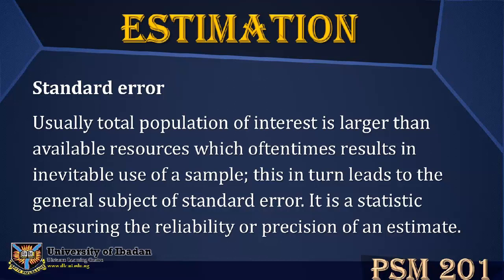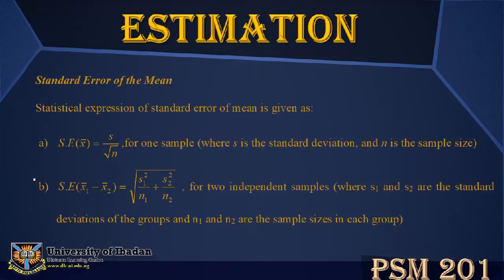The value of standard error is subject to the variability of individual observations and the sample size. The larger the sample size, the less the error in its estimates. Standard error, therefore, is expressed as the ratio of the standard deviation to the square root of the sample size. Standard error of the mean.